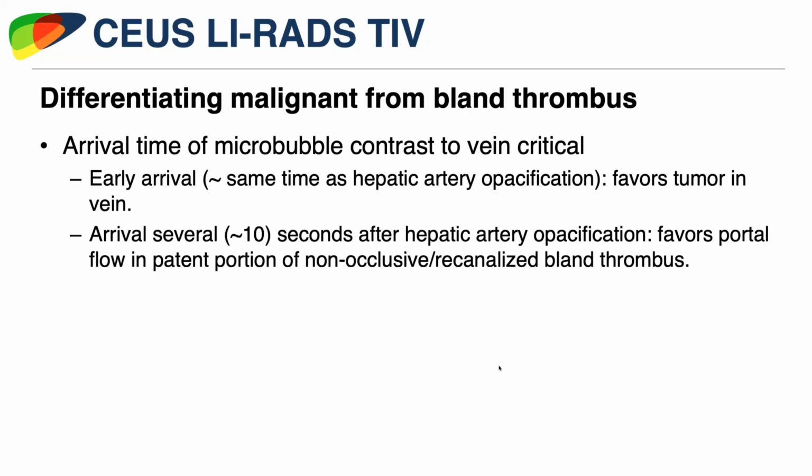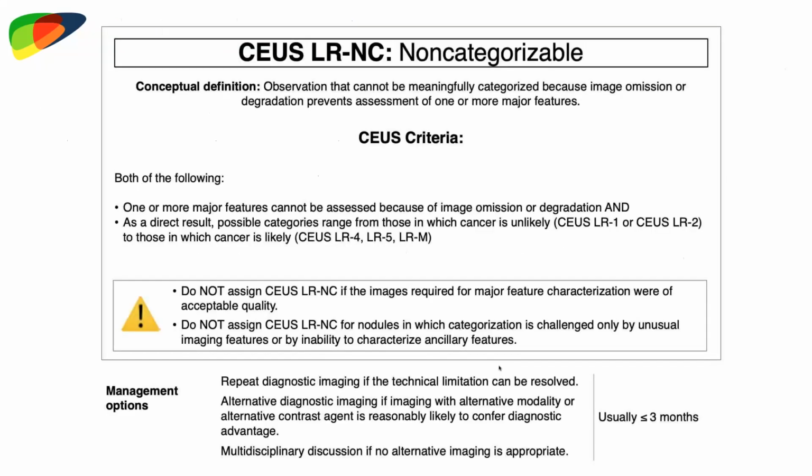Again, we're watching in real time, so it's easy to save that clip, go back on PACS, and watch the inflow frame by frame and confirm that those bubbles are arriving in that thrombus at the time that the arteries were opacifying, indicating arterialized thrombus, as opposed to bland thrombus, which obviously should be devoid of all contrast unless you have recanalization. But then that enhancement should come much later than the hepatic artery, at the time of the expected portal inflow.